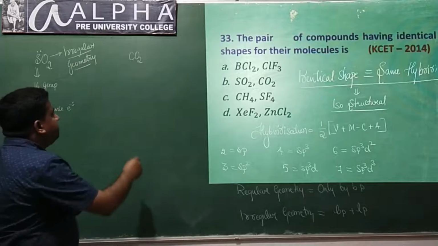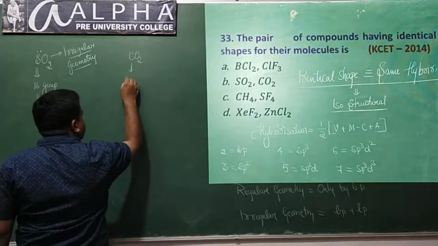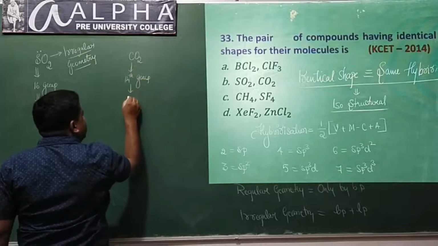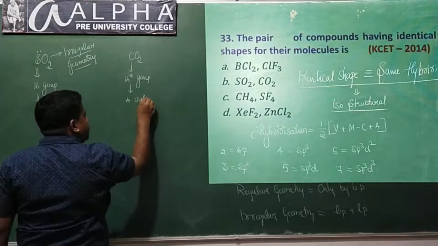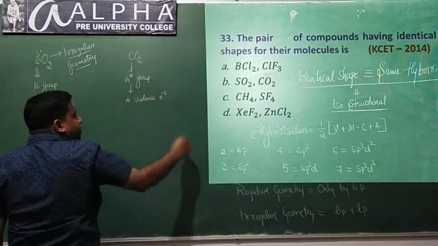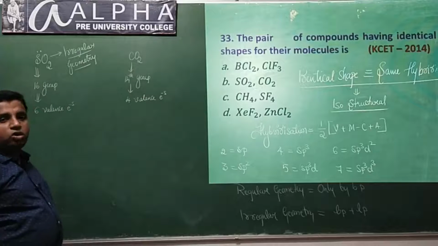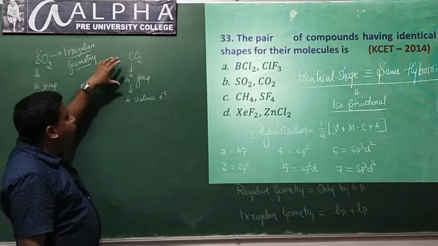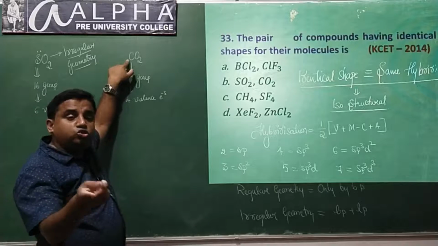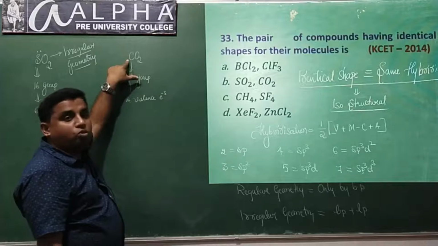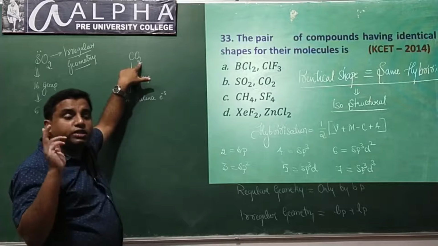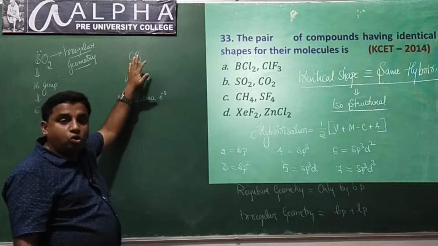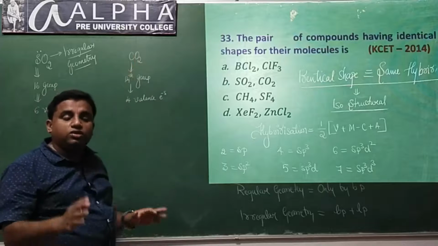Okay, so carbon belongs to which group? Carbon belongs to the 14th group. 14th group means 4 valence electrons, isn't it? By the way, students, out of 4 valence electrons, carbon has used all the 4 valence electrons to form bonds with the 2 oxygen atoms, because oxygen is divalent.